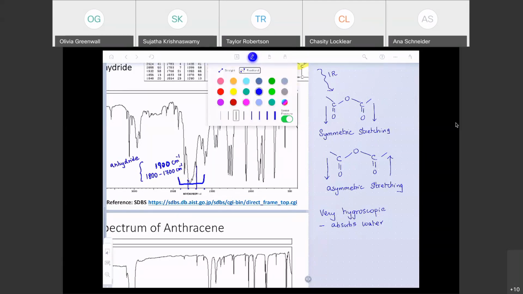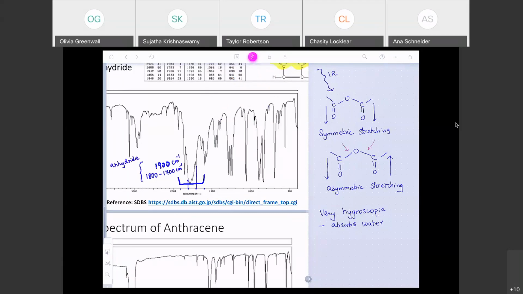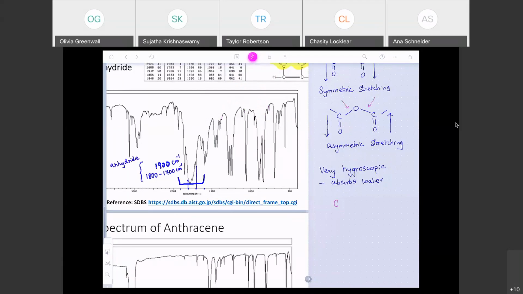Now we've got another bond. That's your carbon-oxygen bond, all right? Now the carbon-oxygen bond will come in the fingerprint region, and that's usually around 1100 wave numbers. So right here is your carbon-oxygen bond. That's your carbon-oxygen stretch. That's the way the bond is going to stretch. And these here are your C double bond O stretches. So the bands you see here are because of the way the carbonyl stretches, symmetric and asymmetric. That CO stretch comes in the fingerprint region.